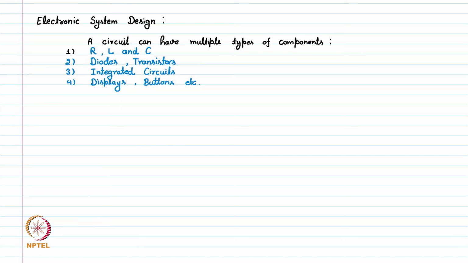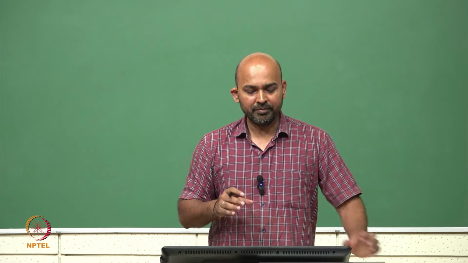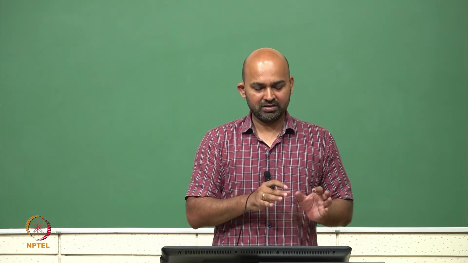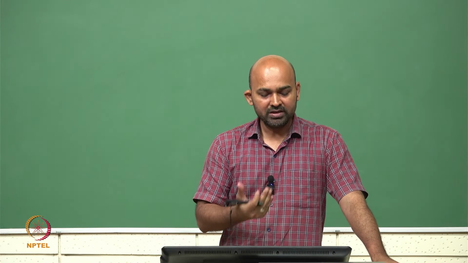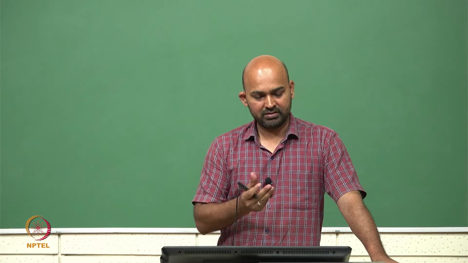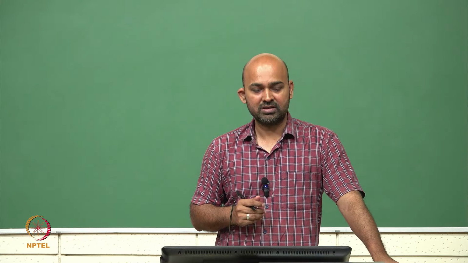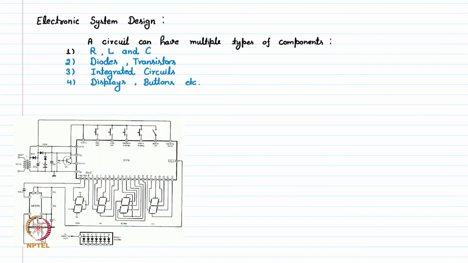RLC are passive elements. However, diodes, transistors and integrated circuits are made upon semiconductors. These are semiconductor based devices, and the manufacturing of these devices is quite different from our R, L and C, which are our passive components. So, today we are going to see how these semiconductor devices are made and how they are used in electronic systems, along with the R, L and C.